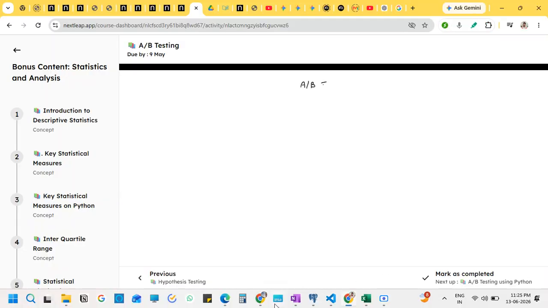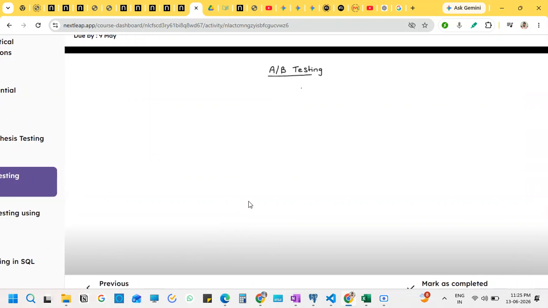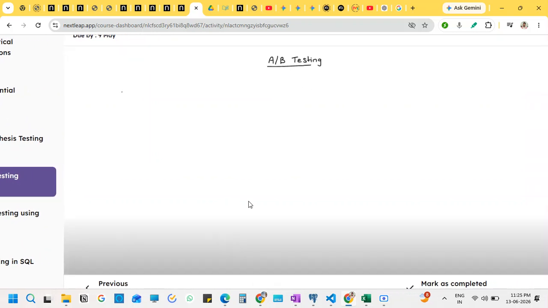Hello, everyone. So welcome to this particular module in which we will specifically talk about A/B testing. Now, A/B testing is a very useful technique when it comes to any product-based company. So now let's take one simple example. Let's assume that there is an e-commerce website. Now, this is one e-commerce website. Let's say this is Amazon.